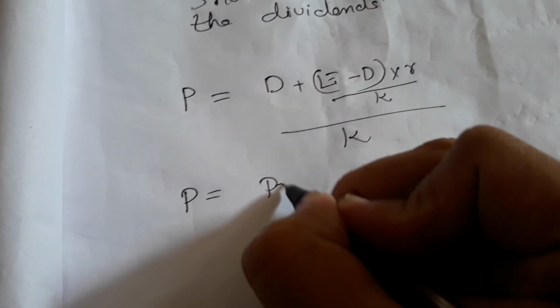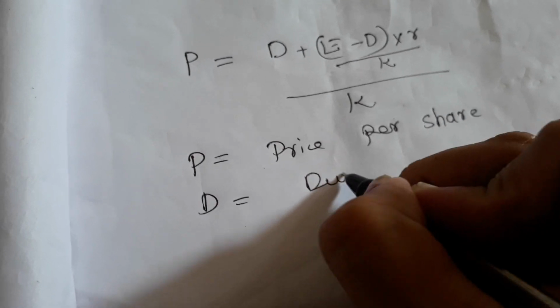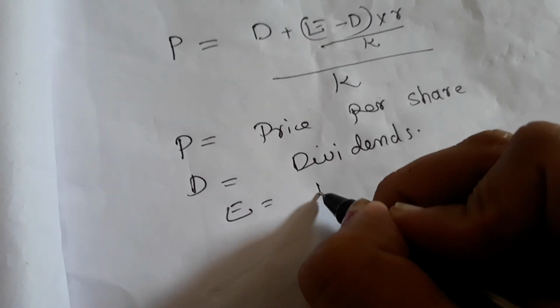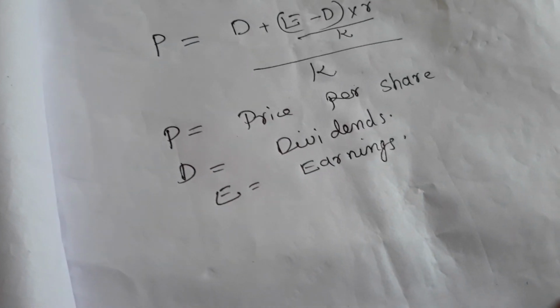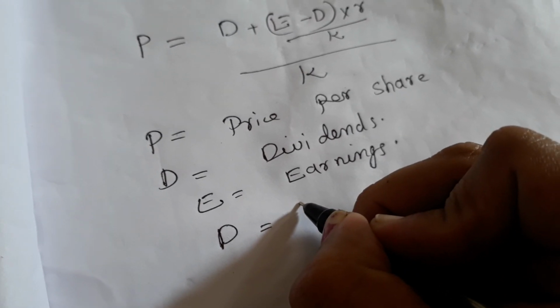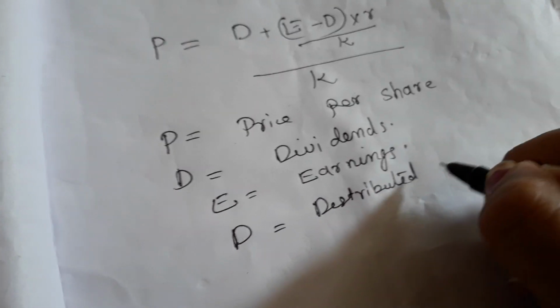P is the price per share. D is the dividends. E is the earnings. D is the dividends itself, distributed dividends. Okay. Both are the same.